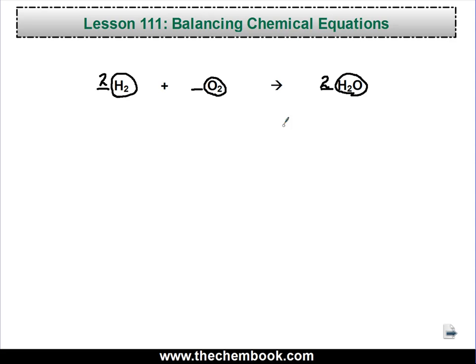Now we can make a nice chart in which we list our elements down the side here, and then we just simply do a left and right, so the left side and the right side. And we check, we have 4 hydrogens and 4 hydrogens. We have 2 oxygens, 2 oxygens, so everything is balanced. So we start with the skeleton equation, and then we consider the law of conservation of matter, and we make sure that we change coefficients until we have the same number of atoms on both sides.